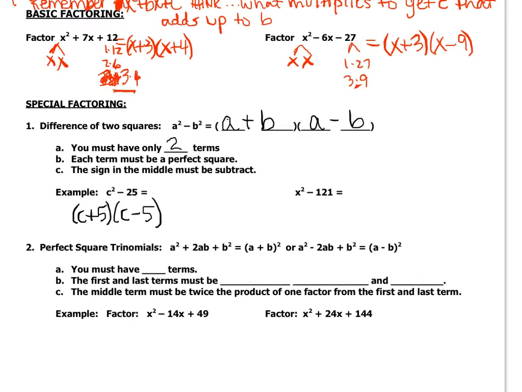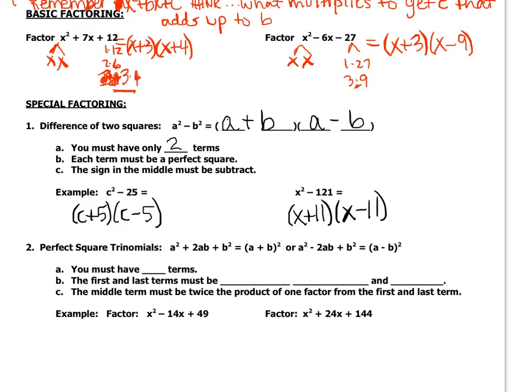It's that quick. We don't have to do any work as soon as we recognize that it's the difference of two squares. So here's a perfect square, here's a perfect square, and we have a minus sign. The square root of x squared is just x. The square root of 121 is 11. So this factors into x plus 11 times x minus 11.